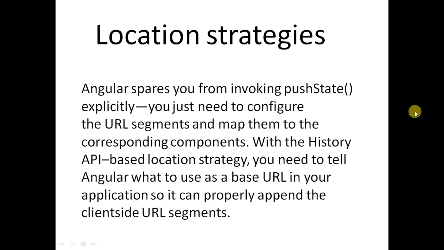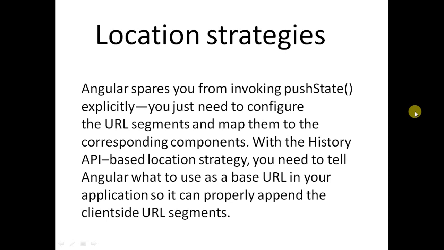Now, location strategies. At any given time, the browser's location bar displays the URL of the current view. A URL can contain different parts. It starts with a protocol followed by a domain name, and it may include a port number. Parameters that need to be passed to the server follow a question mark. Changing any character in the preceding URL results in a new request to the server. In SPAs, you need the ability to modify the URL without making a server-side request, so the application can locate the proper view on the client.